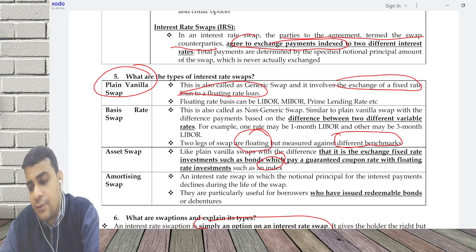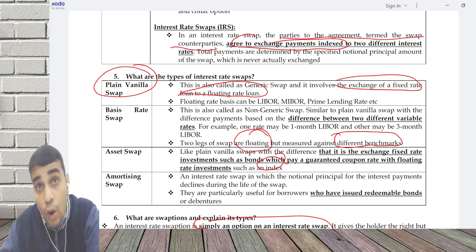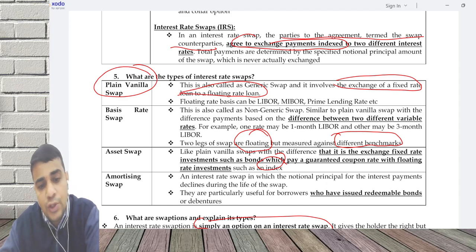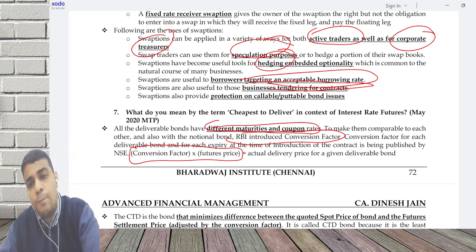Swaptions are very simple. A swaption is simply an option on an interest rate swap. It gives you a right but not an obligation to enter into an interest rate swap in future. You can have a fixed rate payer swaption and a floating rate payer swaption. Useful for both speculation as well as hedging purposes.